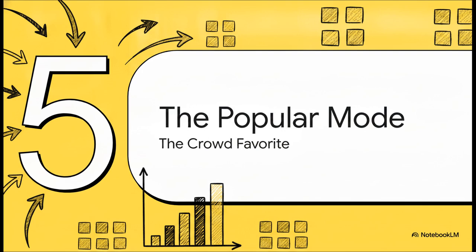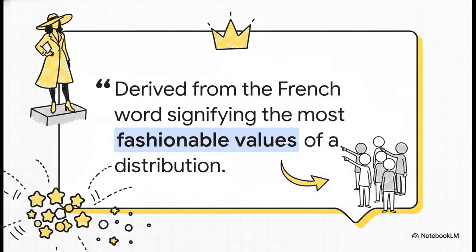Section 5, the popular mode, the crowd favorite. All right, time for our final and, frankly, most stylish tool in the kit. The word mode literally comes from the French phrase la mode. It represents the most fashionable value in your dataset, meaning it's just the value that gets repeated the highest number of times. It is the absolute crowd favorite. And unlike the mean or the median, a dataset can actually have no mode, one mode, or even multiple modes all at the same time.